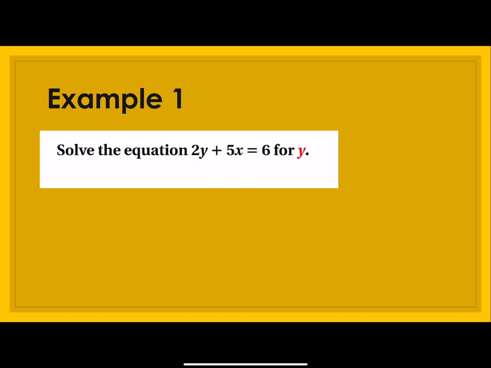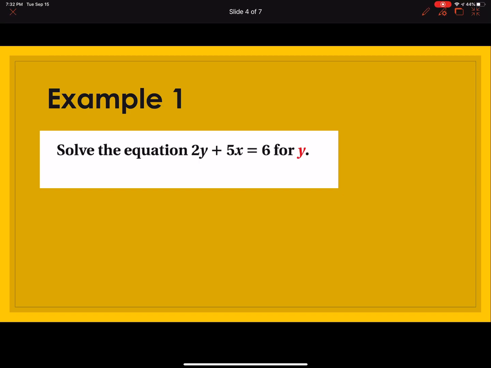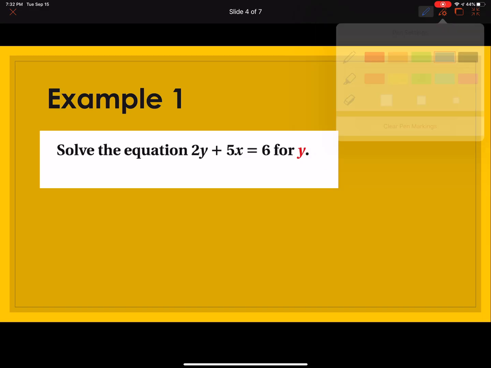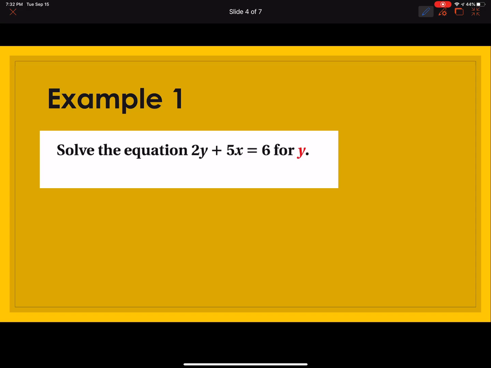Okay, example 1. Solve the equation 2y plus 5x equals 6, and we want to solve it for y. This is an example of a literal equation. So we want to isolate y and solve for y. Therefore, we want it to say y equals. Now, when we go to solve this equation, and I'm going to go ahead and rewrite it, 2y plus 5x equals 6. Our goal is to get y by itself.